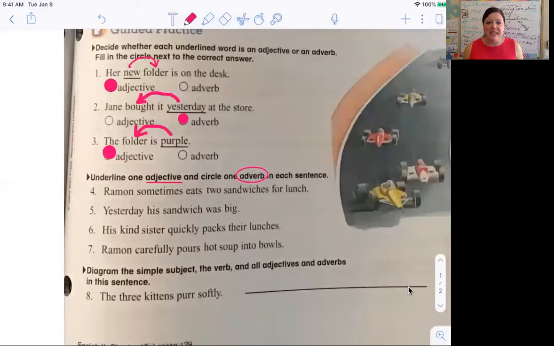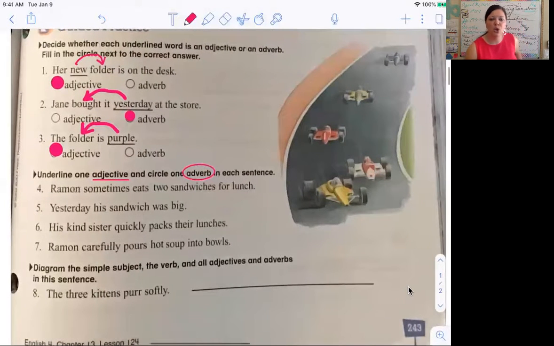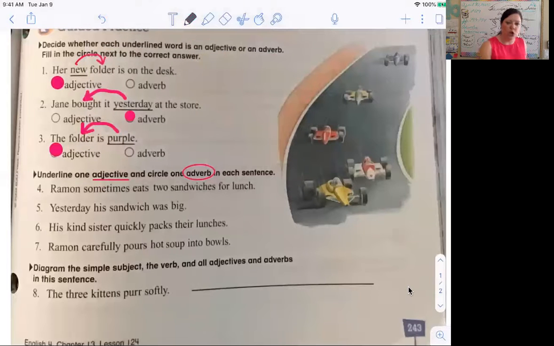Raymond sometimes eats 2 sandwiches for lunch. Now remember, for each sentence, it will have something that we're underlining and something that we're circling. Now, what is our action verb here? Eats. Now, I'm going to take my stylus. I'm going to do it in a little darker color. I'm going to underline eats 2 times. Even though the instructions don't tell me to do that, that will help me know that eats is our action verb.